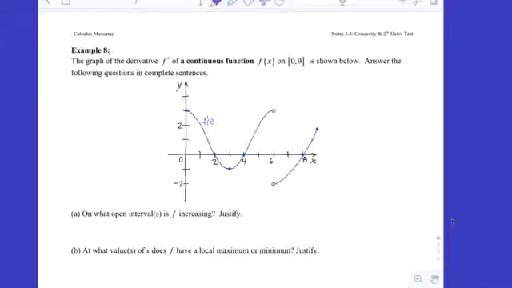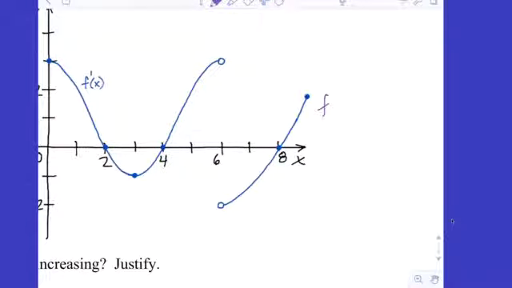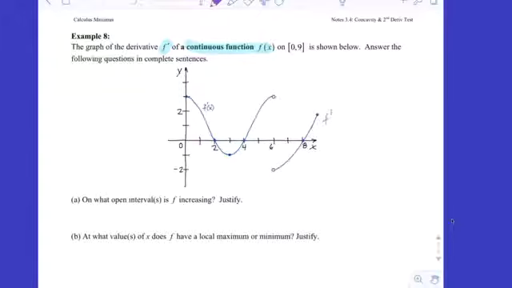All right, the graph of the derivative f prime of a continuous function is shown below. So again, f is continuous. This is not the graph of f, though. This is the graph of f prime. F prime, obviously, is not continuous, but it tells us the function f is.